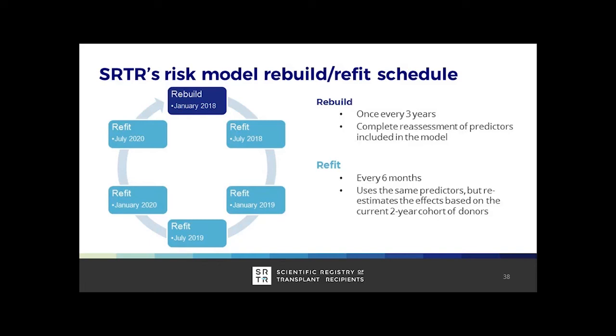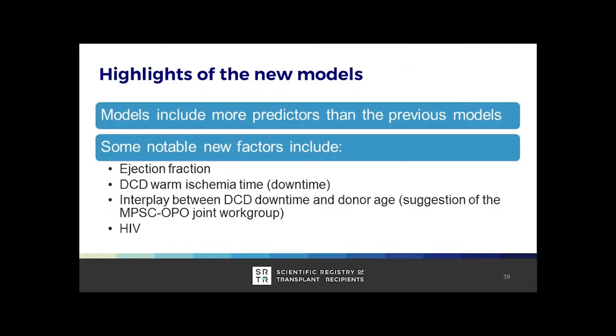What we mean by refit is we just take the current set of donors nationally and we allow those risk factors to adjust, such that if older donors became more risky or less risky, the shape of that curve would adjust a bit. But we're not looking to completely rebuild those models every 6 months. So we've just completed the rebuild on the OPO models.